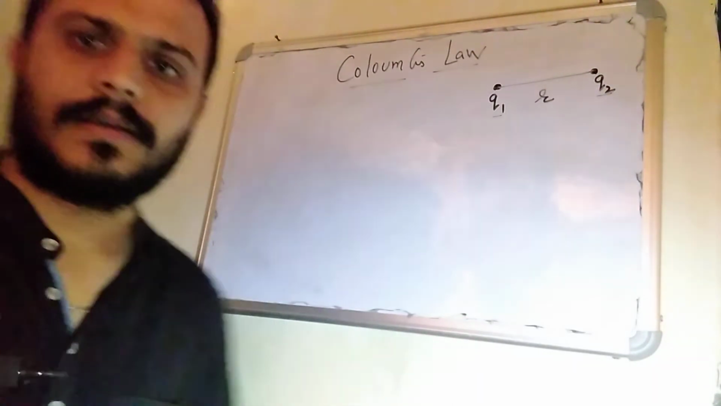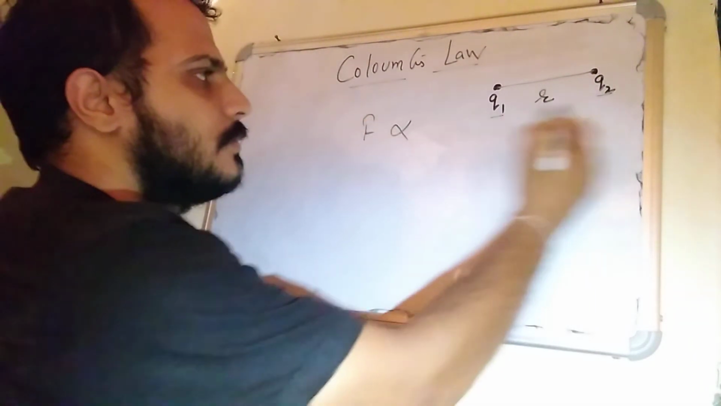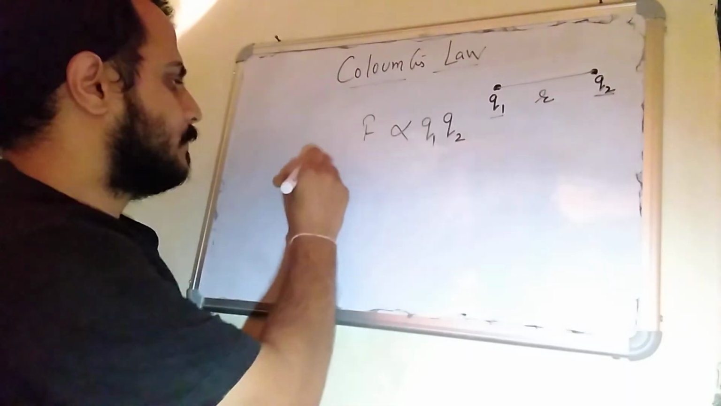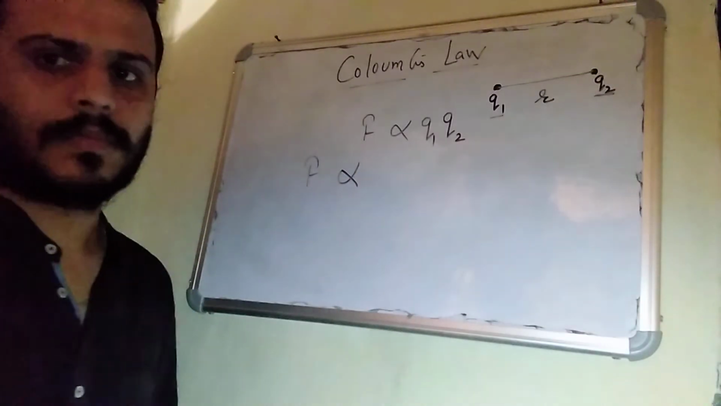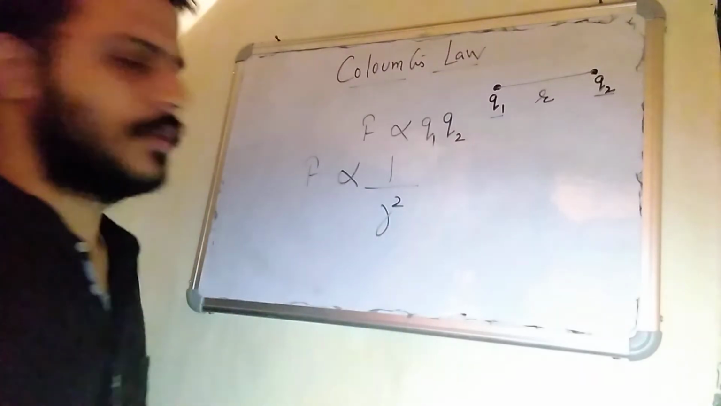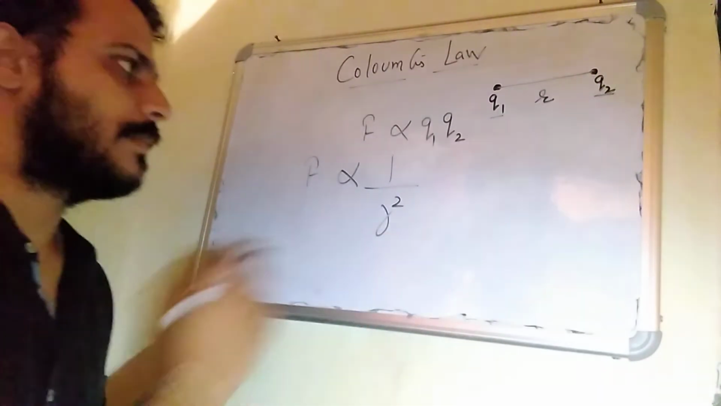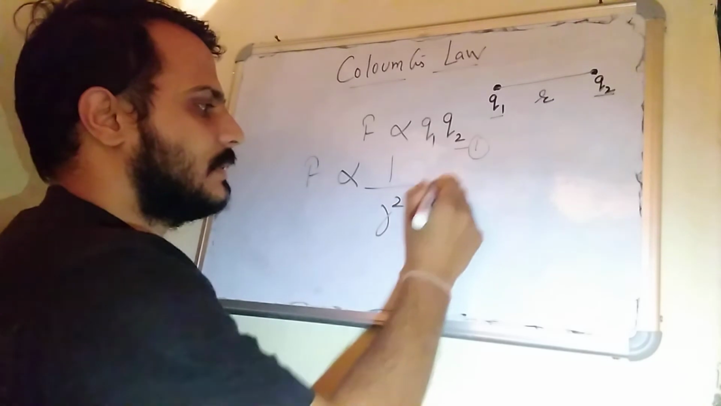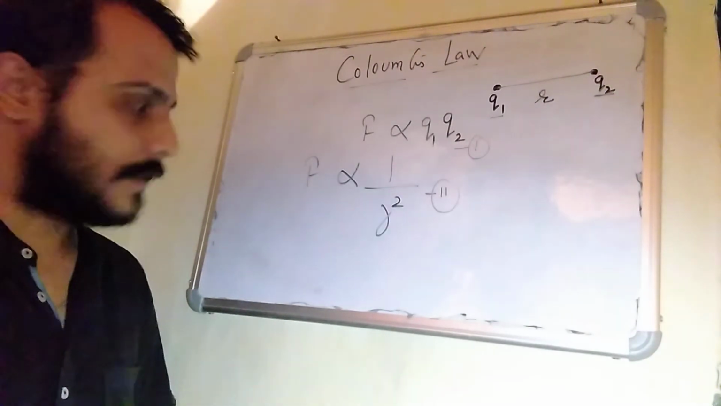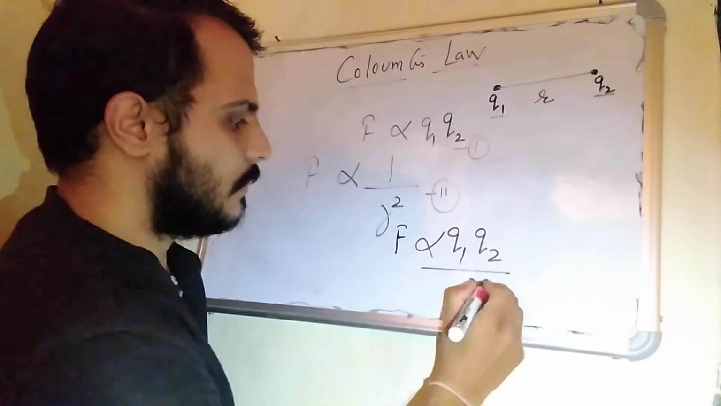Coulomb's law states that the force between these two charges is directly proportional to the product of the magnitudes of the two charges, q1 q2, and this force is inversely proportional to the square of the distance between these two charges. F is proportional to 1 by r square. This is my equation number 1, and this is equation number 2. I combine these two equations and get the expression for force: F is proportional to q1 q2 upon r square.